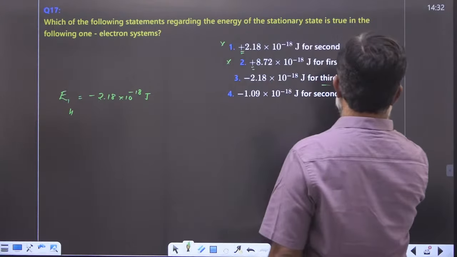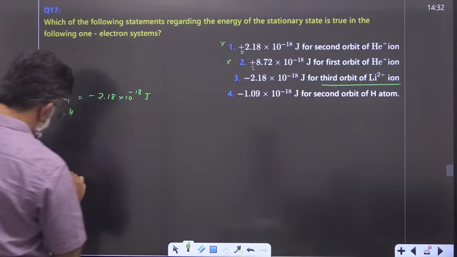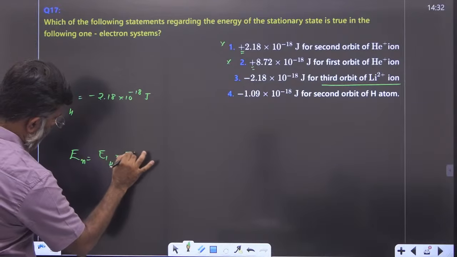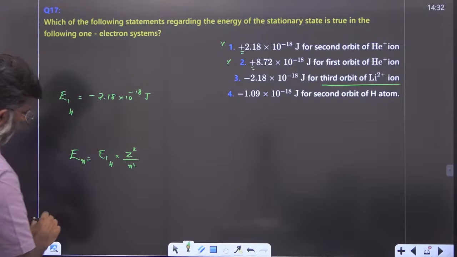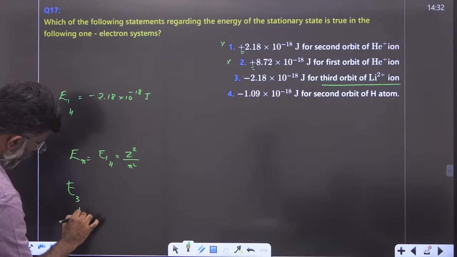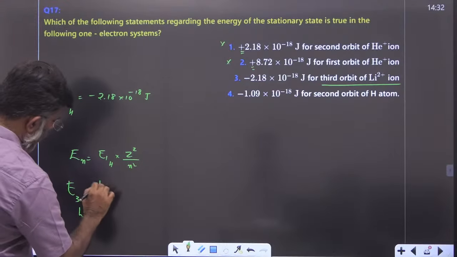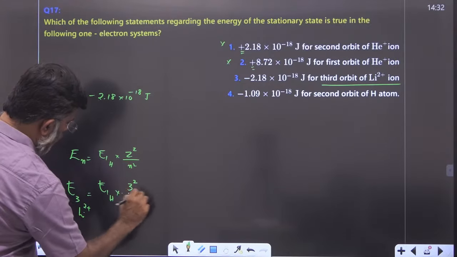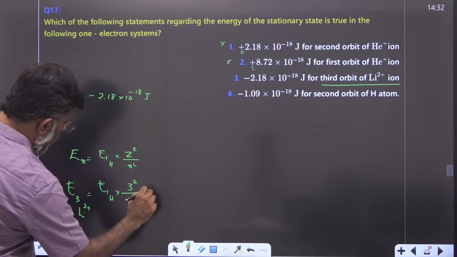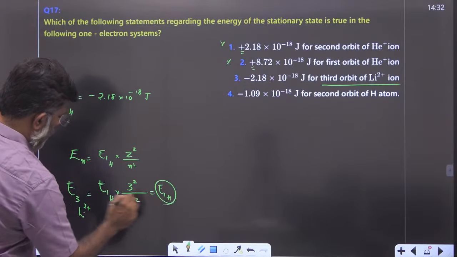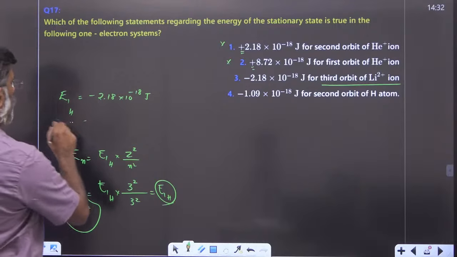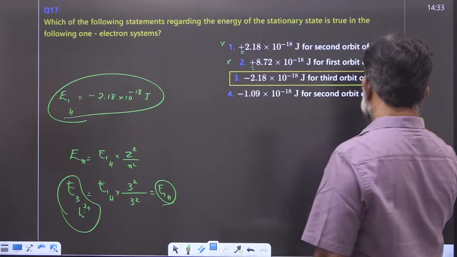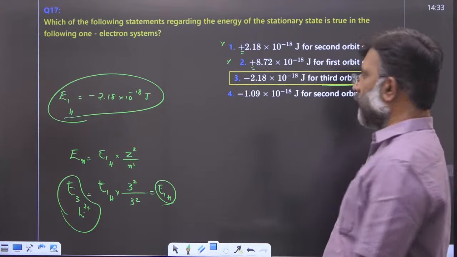Third orbit of Li2+. You know En equal to E1 of hydrogen into Z square by n square. Therefore, E3 for Li2+ will be E1 for hydrogen into atomic number of lithium 3 square by orbit number 3 square. You get E1 for hydrogen. So E3 for Li2+ will be E1 for hydrogen, and that itself is the correct answer. Third choice itself is the correct answer.